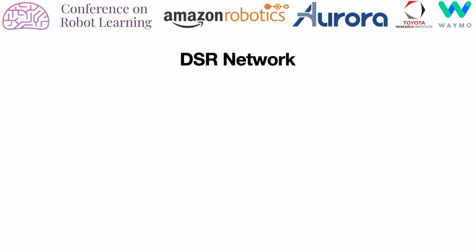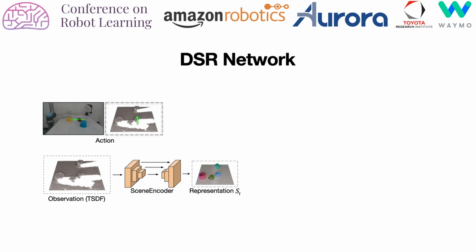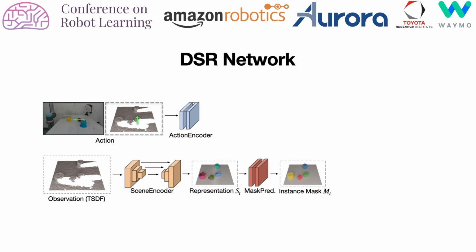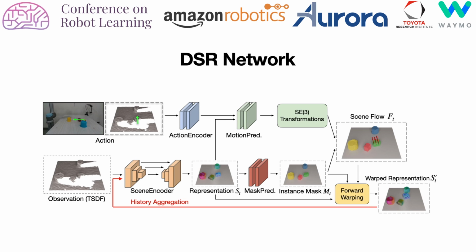Here is DSR-net. It takes in depth observation and action as input. The scene encoder encodes the input scene volume into a scene representation, which is then used to predict an amodal object instance mask. In parallel, the action encoder encodes the input action, and the motion predictor predicts object motion represented as SE3 transformations. The scene flow is computed by combining the instance mask and the transformations. The warped scene representation is used as history in the next step.